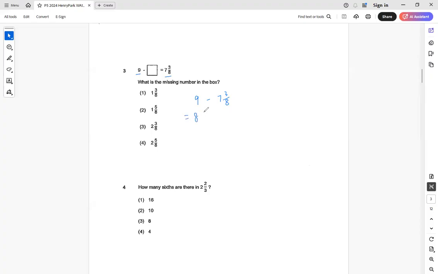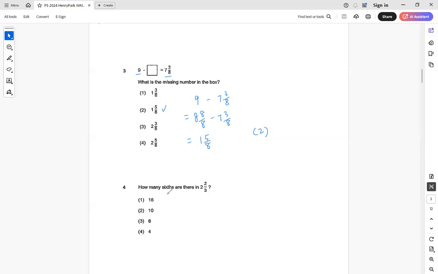It will be 8, 8 over 8, minus 7, 3 over 8. You will get 1 whole. 8 minus 3 will give you 5 over 8. So your answer will be option 2.